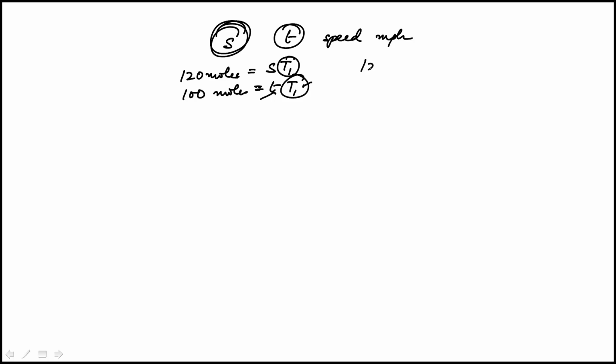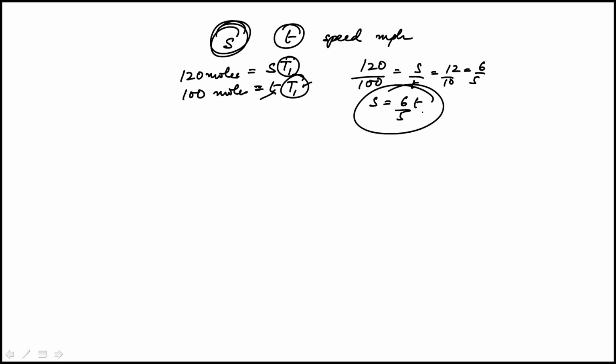So if I divide these two, I get the relationship between their speeds, 12 over 10 or 6 over 5. So S is greater, obviously, because it travels more distance. Question is, what's the truck's average speed?